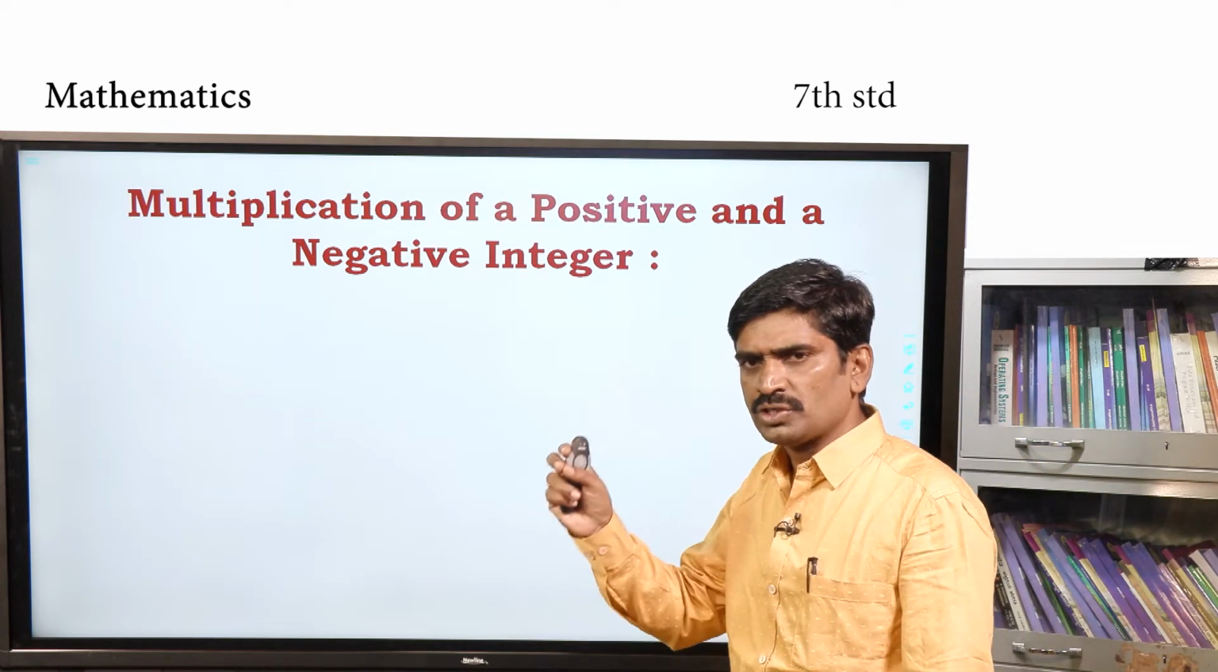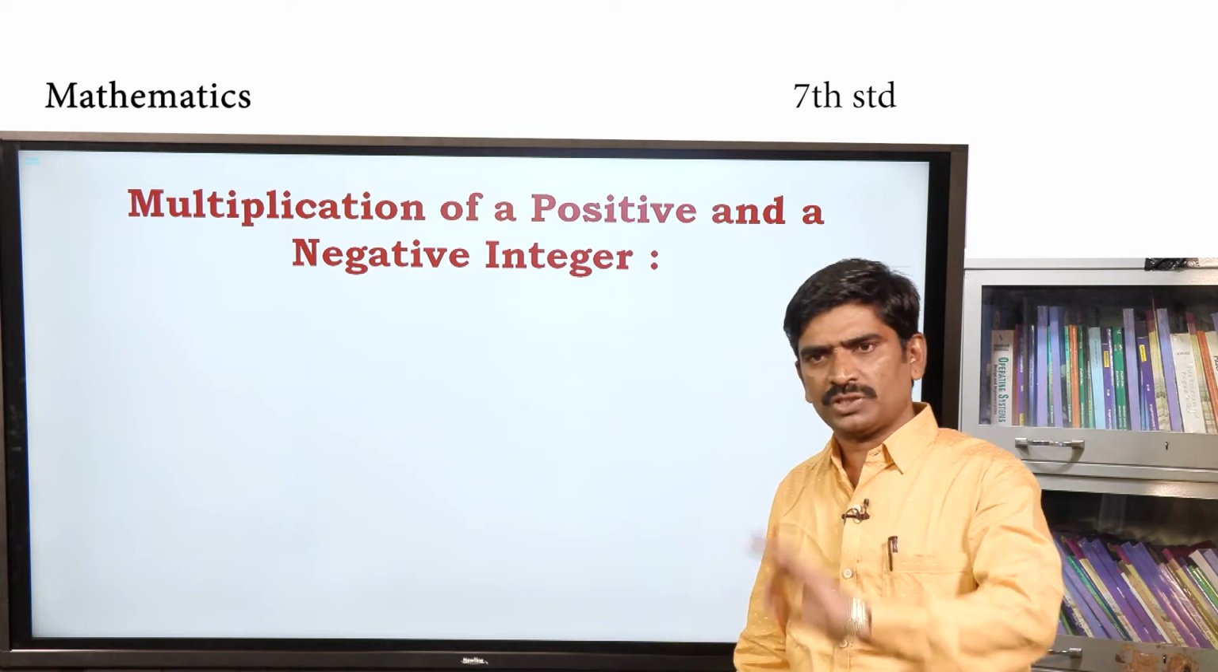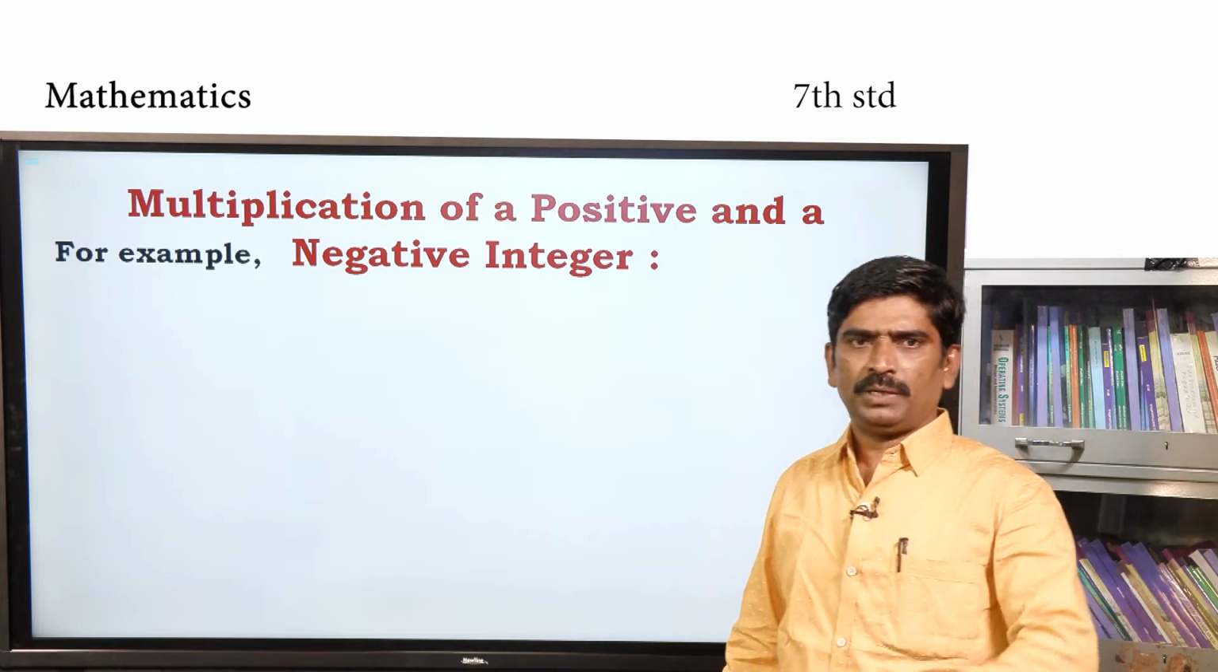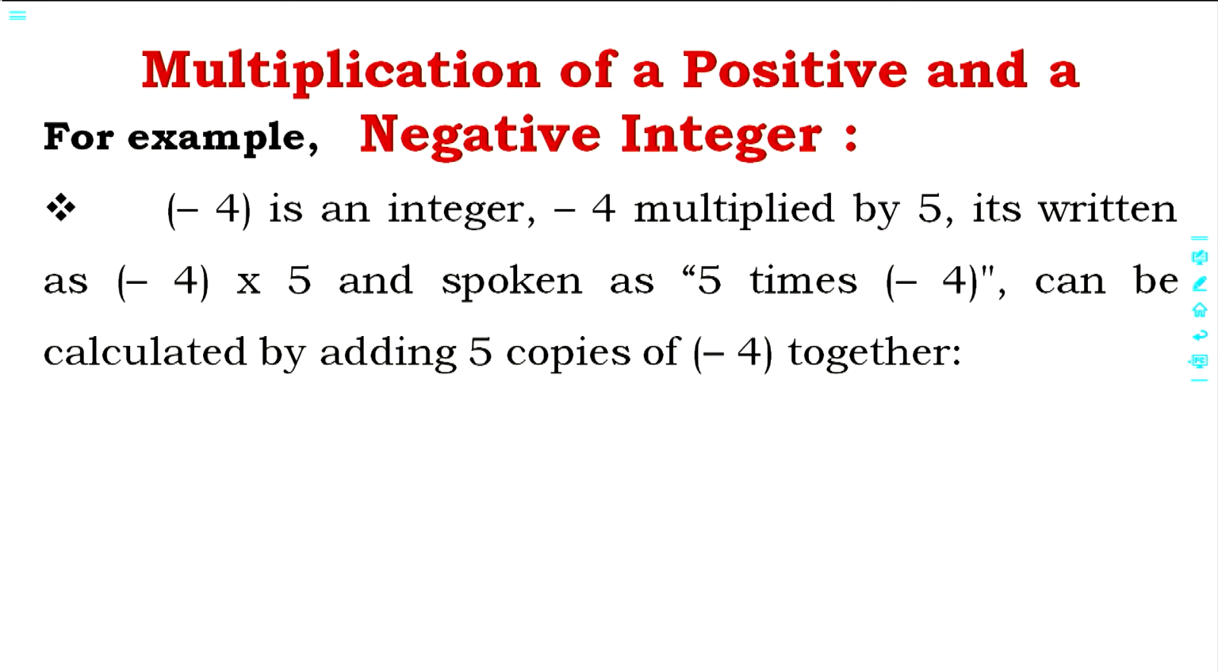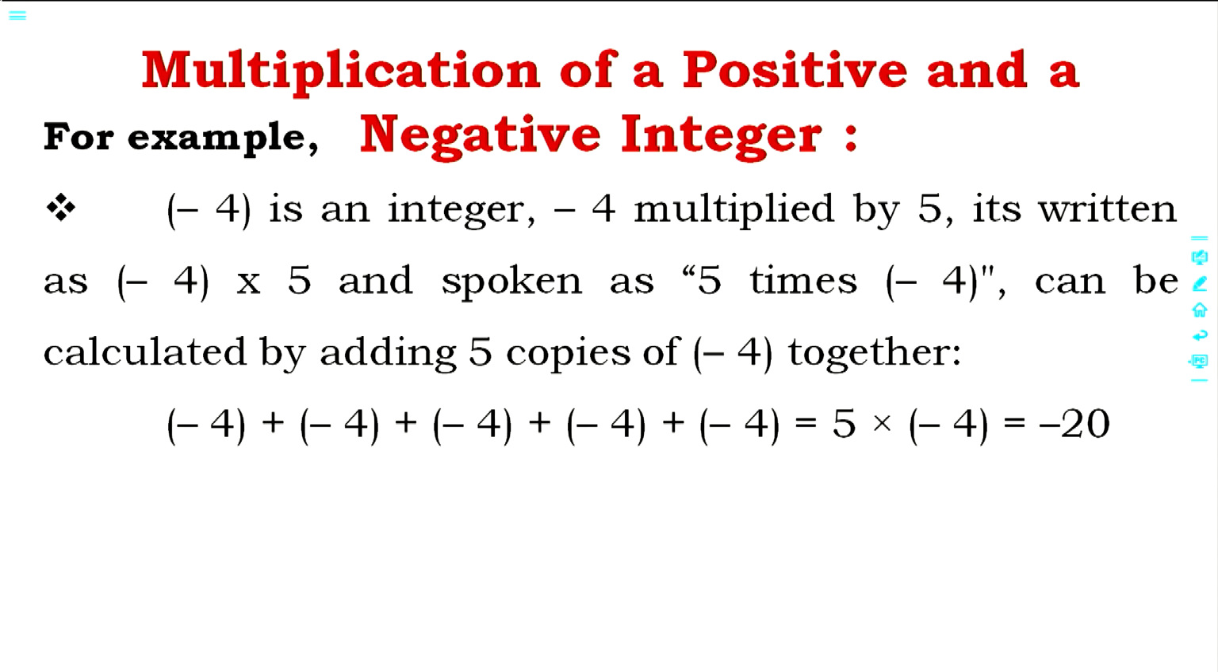Multiplication of a positive and a negative integer. Take a positive and a negative integer. Example: minus 4 is an integer, and minus 4 is multiplied by 5. It is written as 5 into minus 4 and spoken as 5 times minus 4, which can be calculated by adding 5 copies of minus 4. That means minus 4 plus minus 4 plus minus 4 plus minus 4 plus minus 4, 5 times, is equal to 5 into minus 4, which is equal to minus 20.